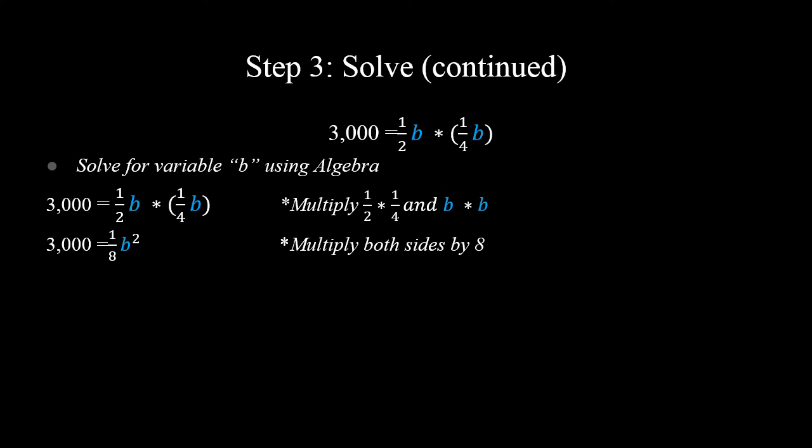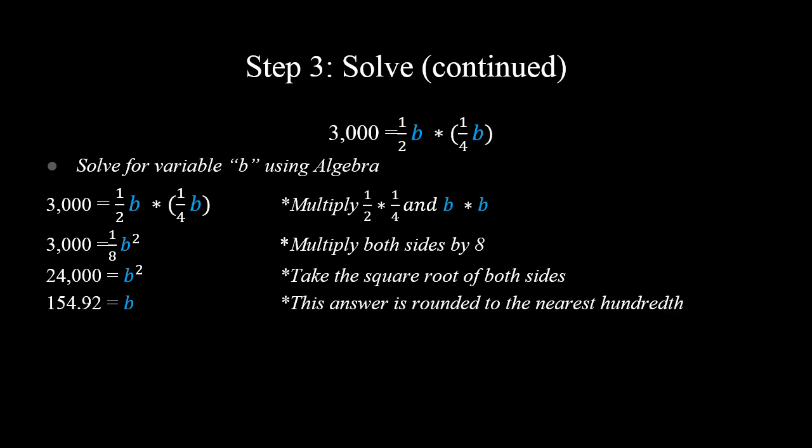Now we need to get rid of that 1/8, so we're going to multiply both sides by 8 to cancel it out. What you do to one side, you always do to the other. When we do that, our 1/8 cancels out and we get 24,000 equals b squared. Well, we still need to isolate b. We have that b squared. We have to get rid of the squared there. We have to get rid of that exponent. And how do you get rid of it? Well, you take the square root. We're going to take the square root of both sides because what you do to one side, you do to the other, which leaves us with b equals 154.92.